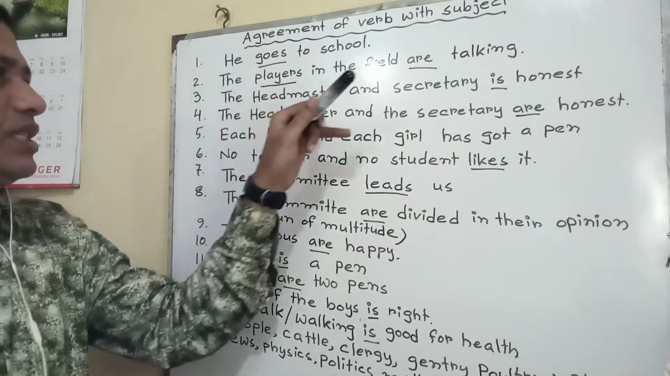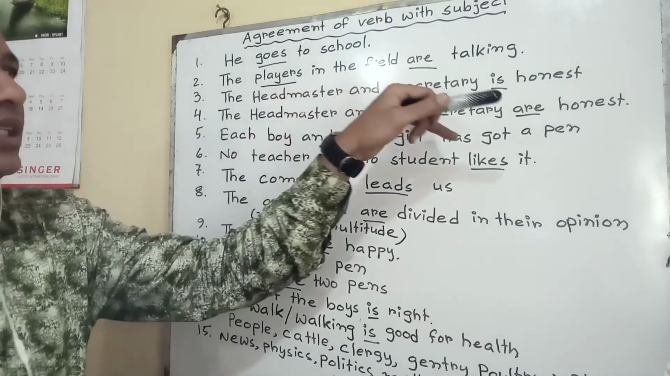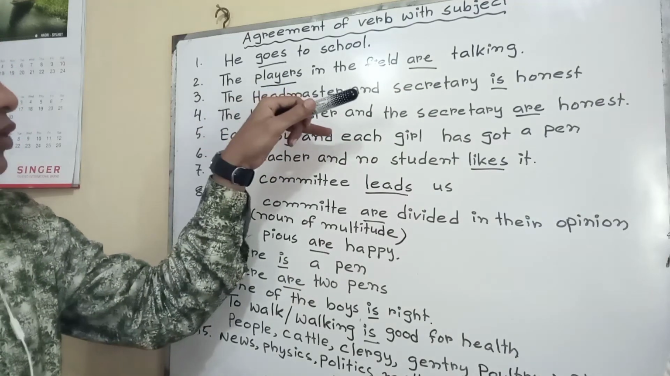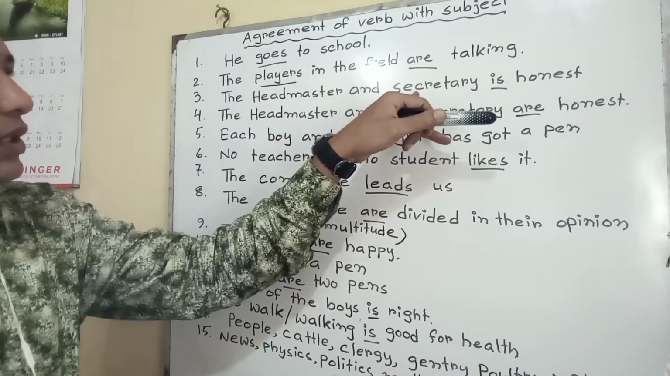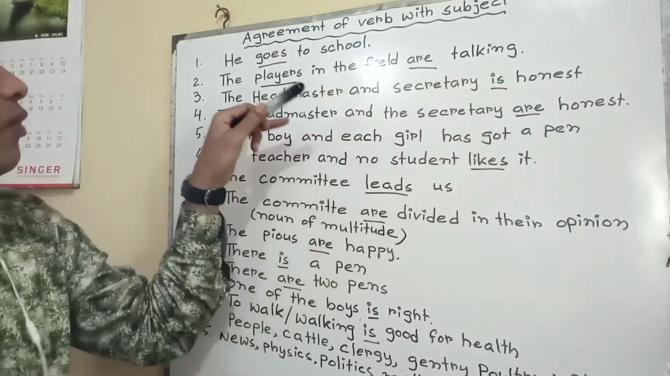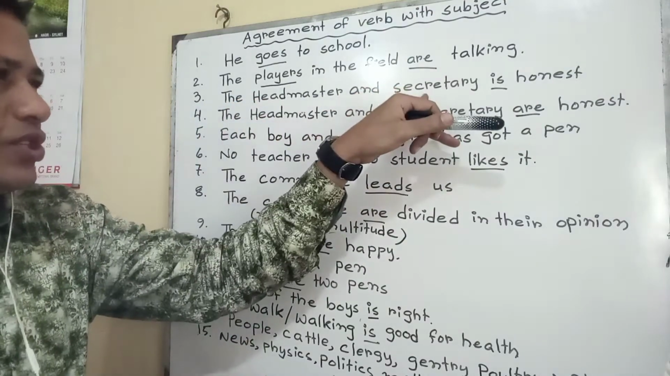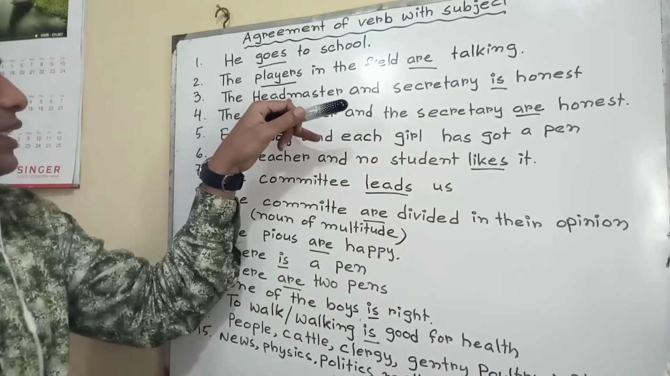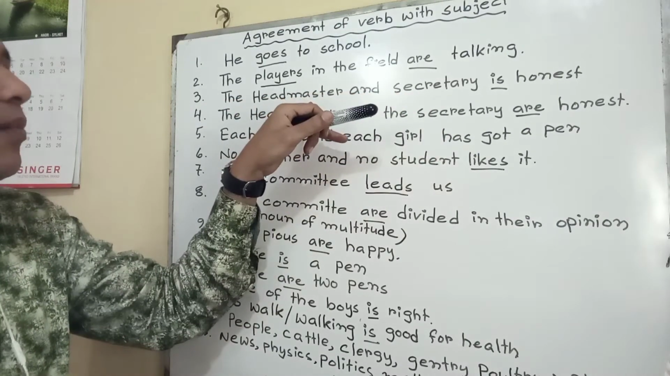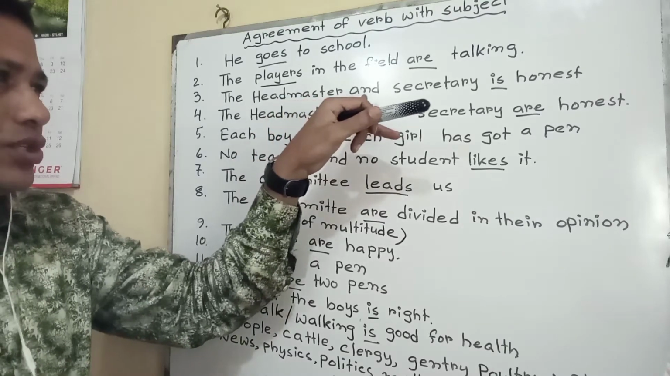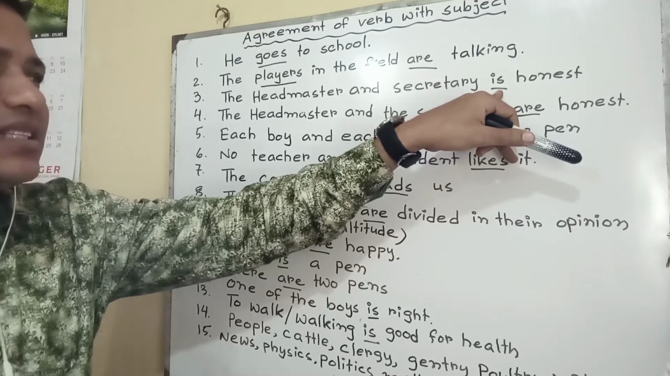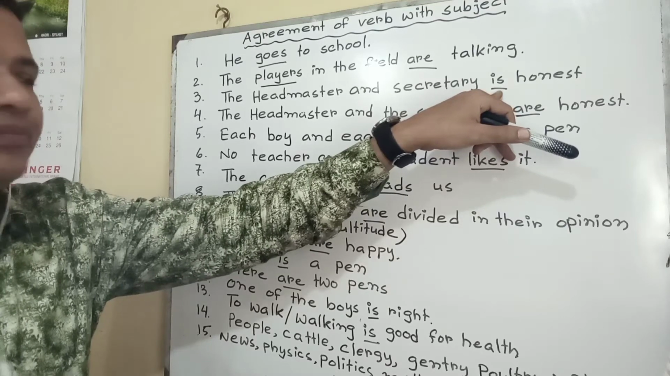Rule 3, the headmaster and the secretary. Two posts or two designations are there. If we find the used with one designation but not used with the other, at that time the verb will be singular. That means one person is holding two posts. Before the designation, the is used, and before the other designation the is not there. So one person is singular: is, was, has, or writes in this way.